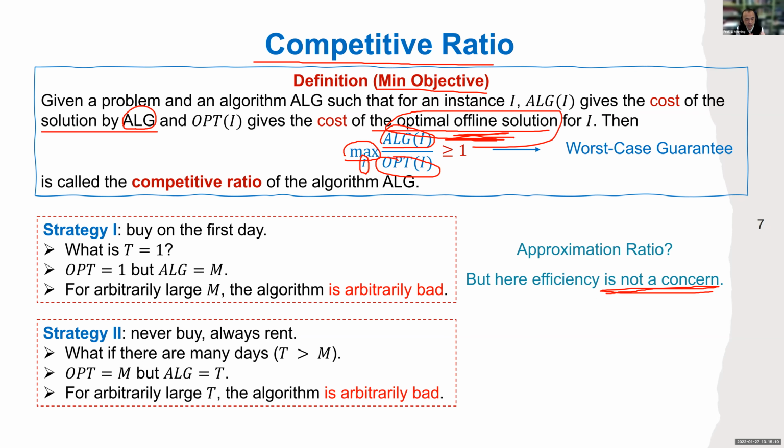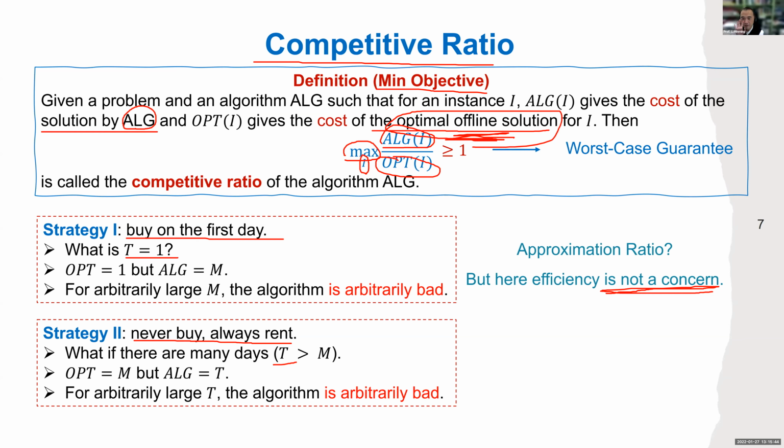Okay, so let's just review the two strategies we have. Buy on the first day, it's bad for very small T, right? Never buy, always rent is bad for big T, right? So what's the natural trade-off, or what's the natural next step to explore? What kind of solution would you adopt? Oh, very good. So you can combine them, or you first rent, then buy. Oh, very good.